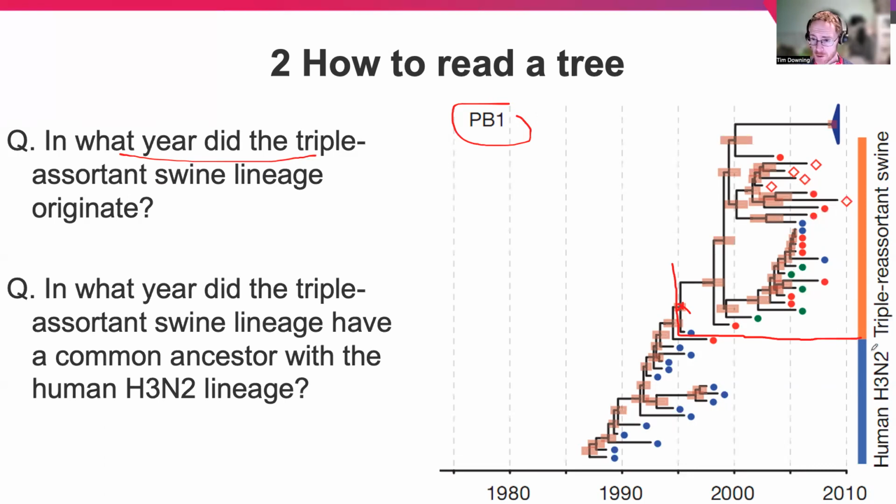And we can differentiate that from the human H3N2 clade here. And you can ask in what year did it have a common ancestor with the human H3N2 lineage, which appears to be around a year before, so 1994, but with credibility estimates extending maybe to 93 and 95 as well. And we see the common ancestor back here for the whole tree in 1987.